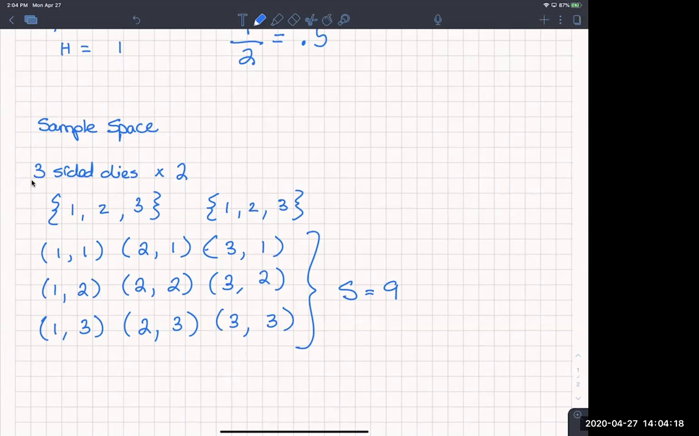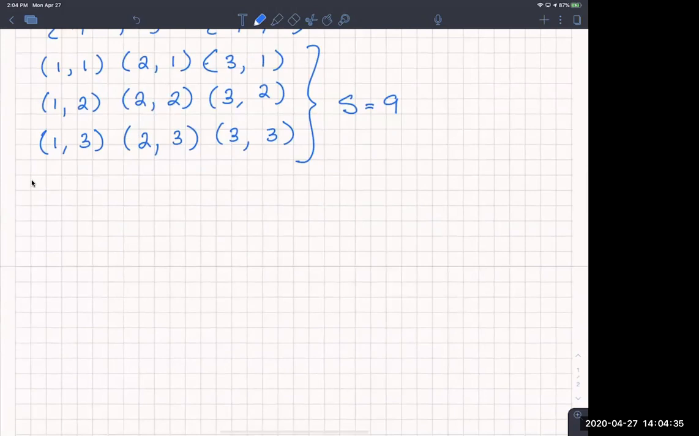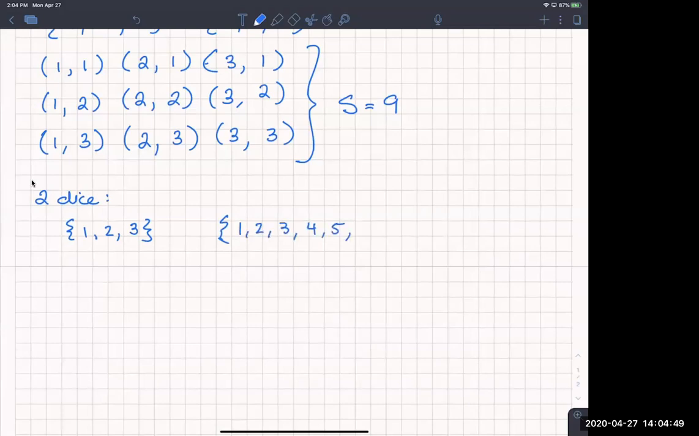Does everyone see how to calculate a sample space? You just write out all possible outcomes and then you just add them all together. That's your sample space. Okay, let's do another one. Let's say, for example, you have 2 dice. One 3-sided and one 6-sided. Okay. What is my sample space? Calculate it, please. What's the size of my sample space?